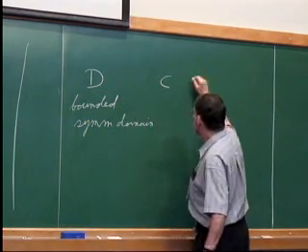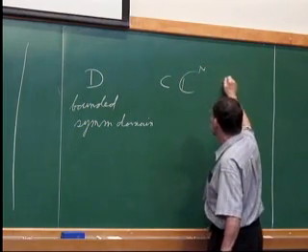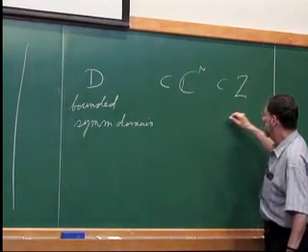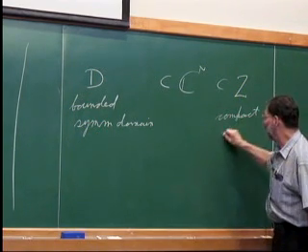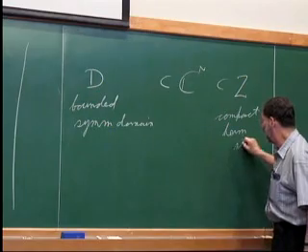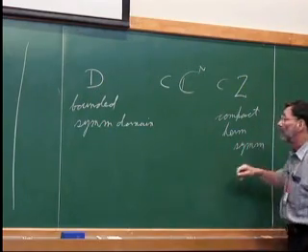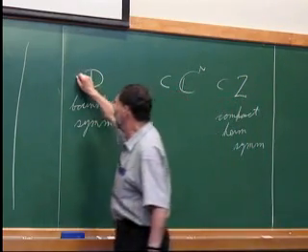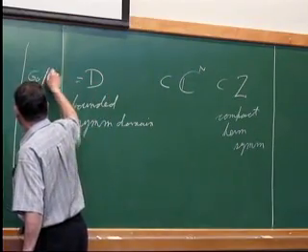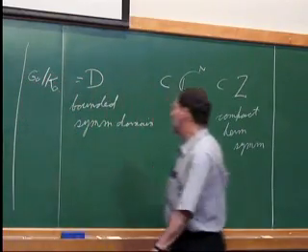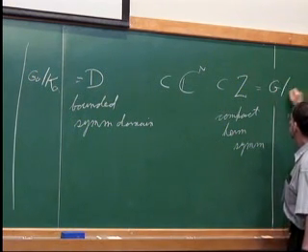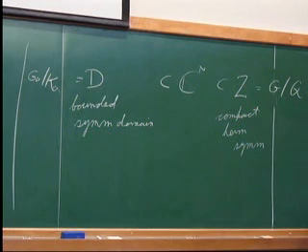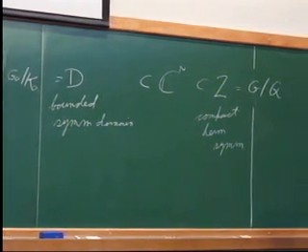And that's sitting inside some complex vector space, and that's sitting inside the compact Hermitian symmetric space. And of course, this is just an open G naught orbit. Stabilizer is a maximal compact subgroup, and this is a homogeneous space for the complex group.